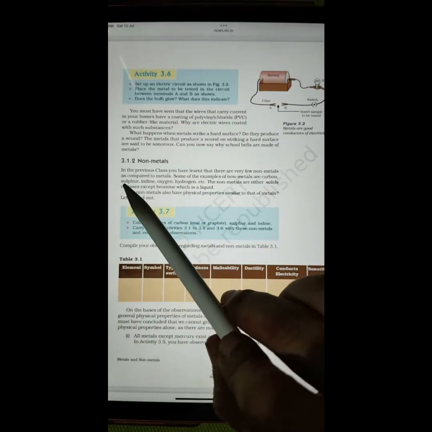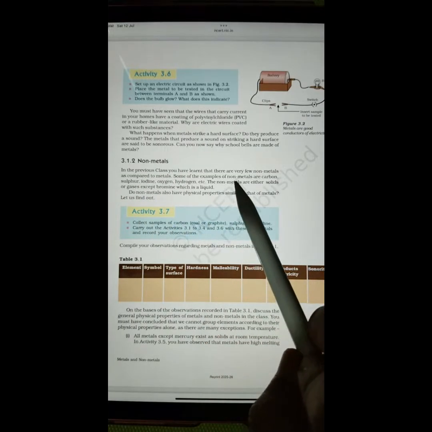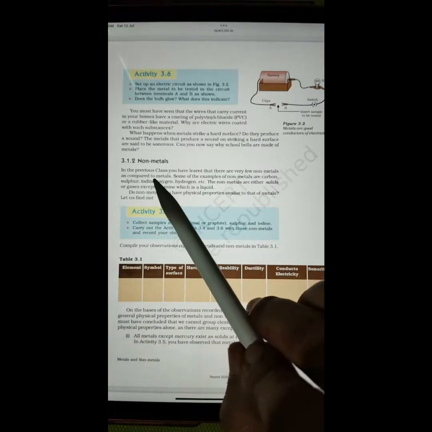3.1.2 Nonmetals. In the previous class, you have learned that there are very few non-metals as compared to the metals.